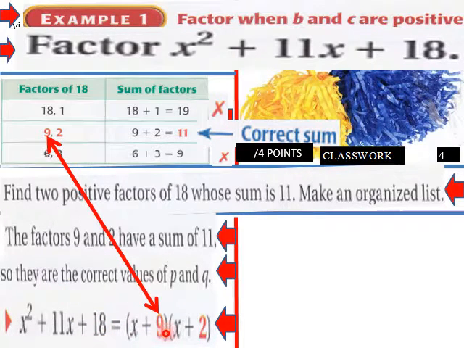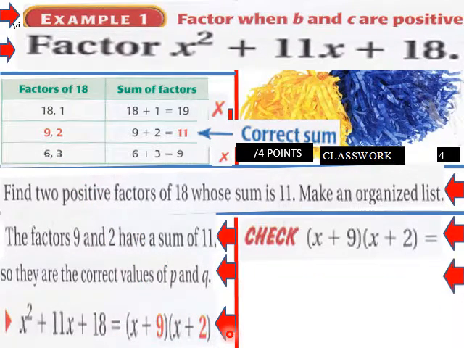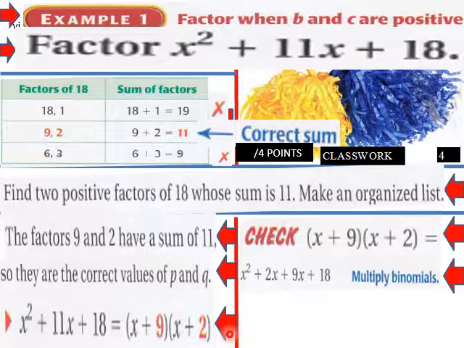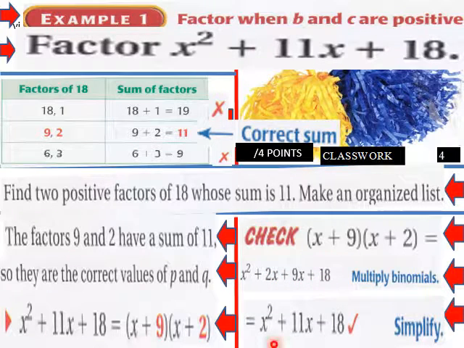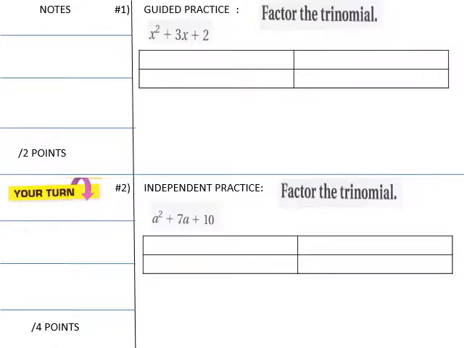So we put these in here for p and q. And it seems like it's going to work. 9 and 2 is 11. 9 times 2 is 18. So there it is: x squared plus 2x plus 9x plus 18. And that's the trinomial that we're after.